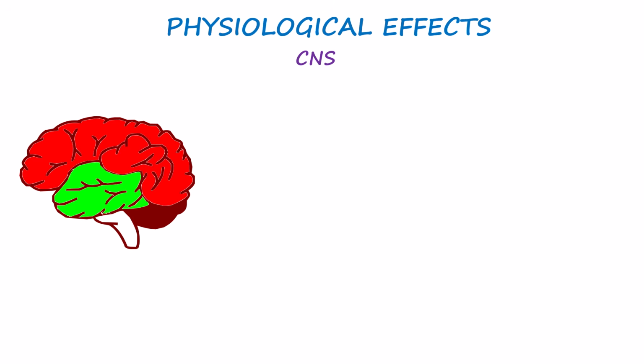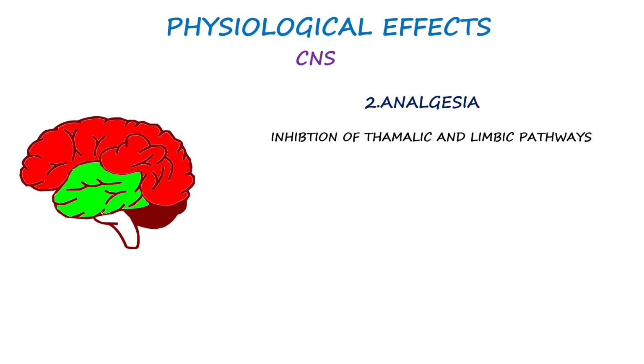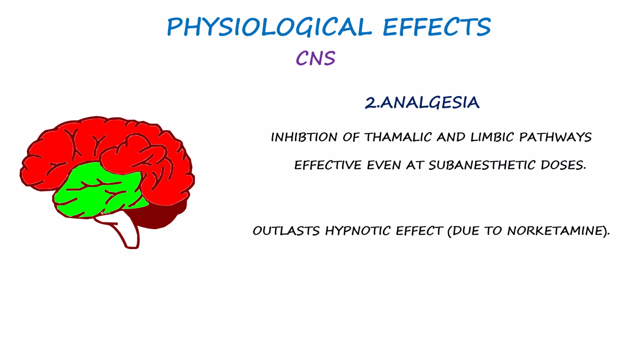Ketamine induces profound analgesia, especially for somatic pain, by inhibiting thalamic and limbic pathways that mediate the emotional and affective components of pain perception. Its analgesic effects often outlast its hypnotic action due to active metabolites such as norketamine. Even at subanesthetic doses, ketamine can reduce postoperative pain and opioid requirements by enhancing descending inhibitory pathways and preventing central sensitization.